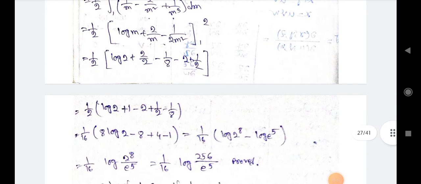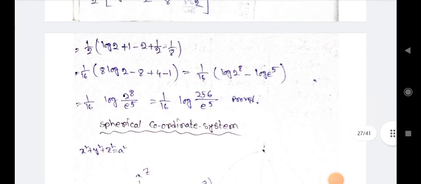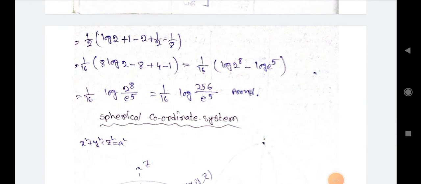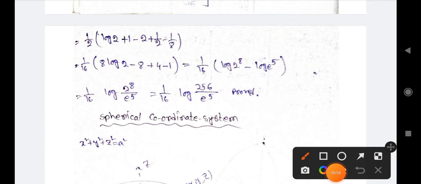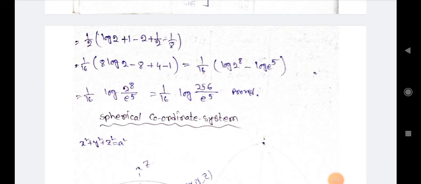Then solving, we get 1 by 16 log (256 by e to the power 5). Proved.